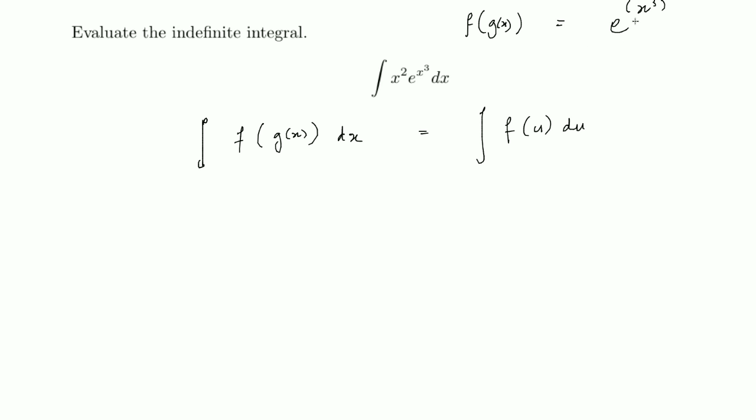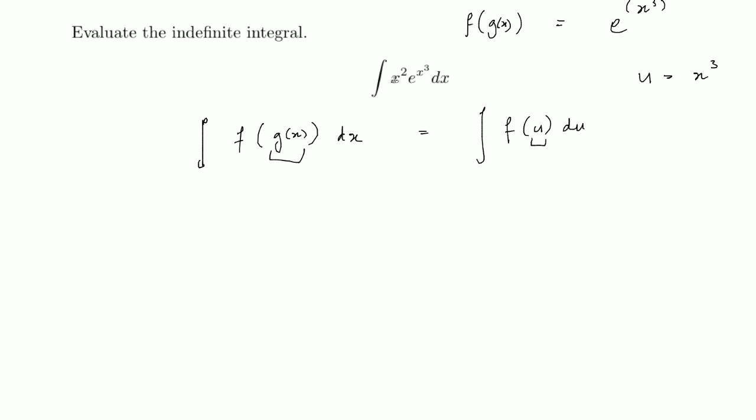Now that we figured that out, it's very simple to make the connection. Our substitution is g of x is equal to u. So here, u is going to be x cubed. Very simple. Isn't that straightforward? So u is equal to x cubed.